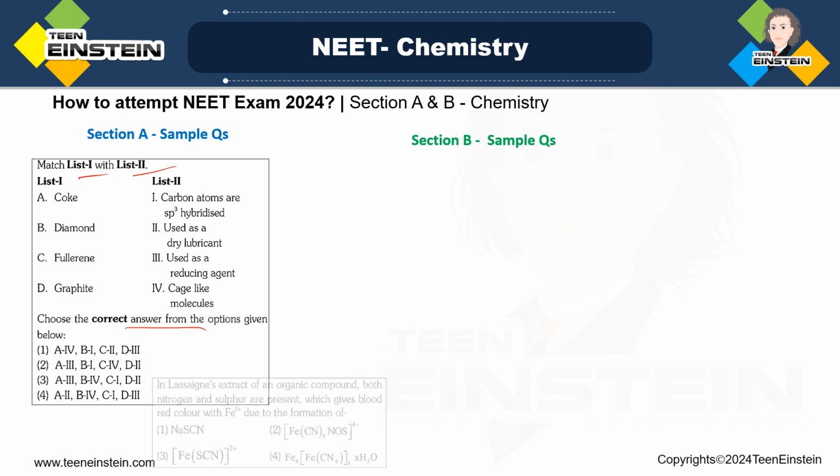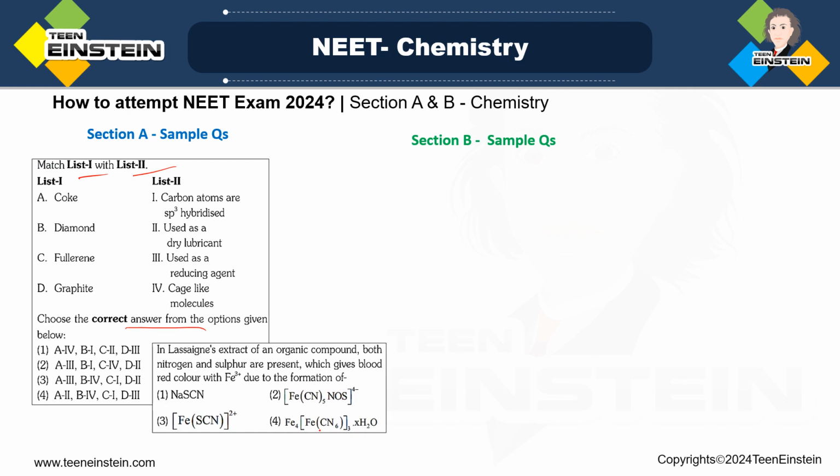One more sample question from section A. This is straightforward. It is asking that in the Lassaigne extract of an organic compound where both nitrogen and sulfur are present, which gives a blood red color because of the formation of which compound. So this is a straightforward question, right?